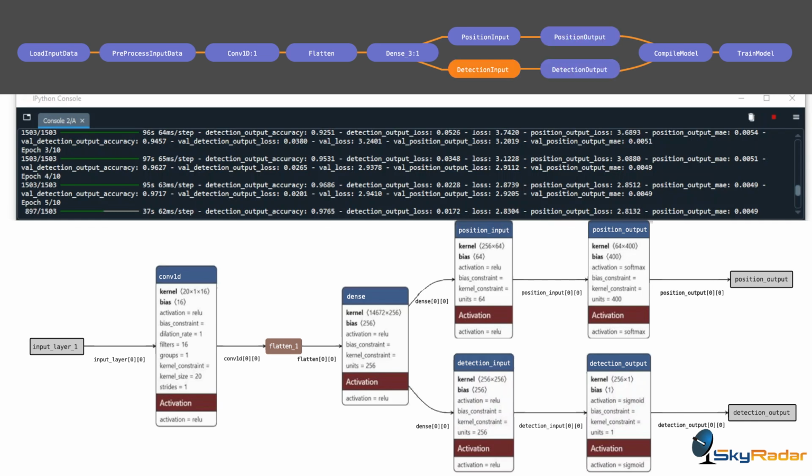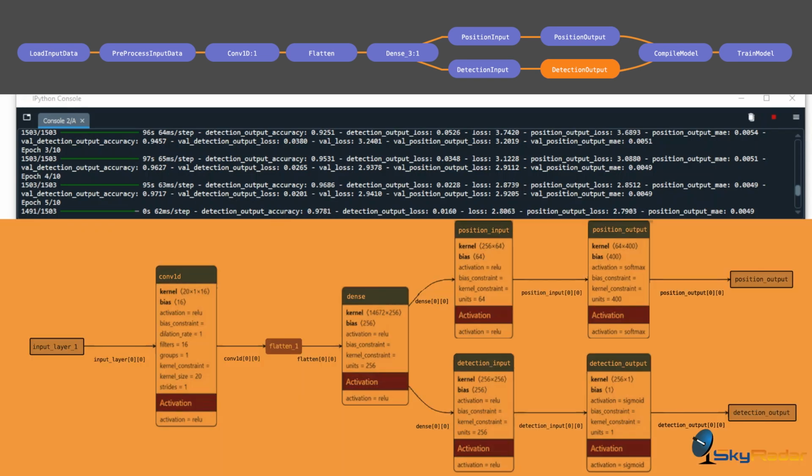Detection branch. This branch flows into the detection input block, which has 256 units and a ReLU activation function. It then connects to the detection output block, which contains 1 unit with a sigmoid activation function. This single output performs binary classification to determine whether a target is present, class 1, or not, class 0. This design enables the model to simultaneously detect spot jamming and locate the true position of the target, ensuring robust performance in radar-based target detection for ATC systems.